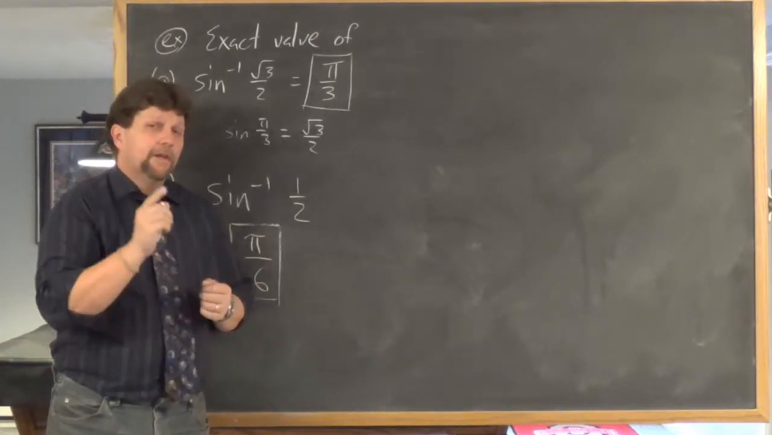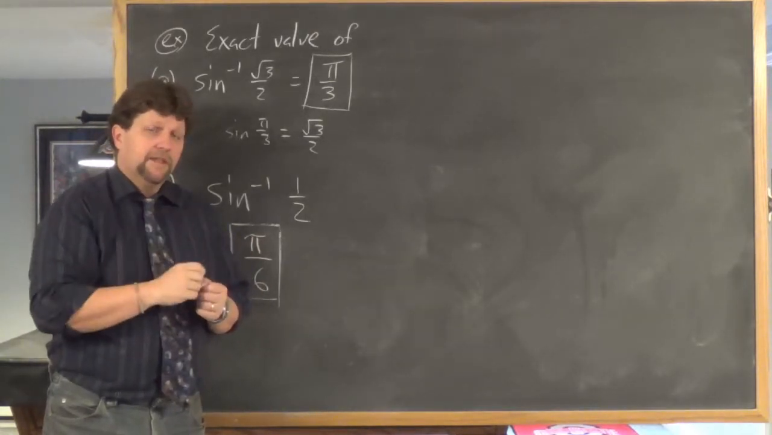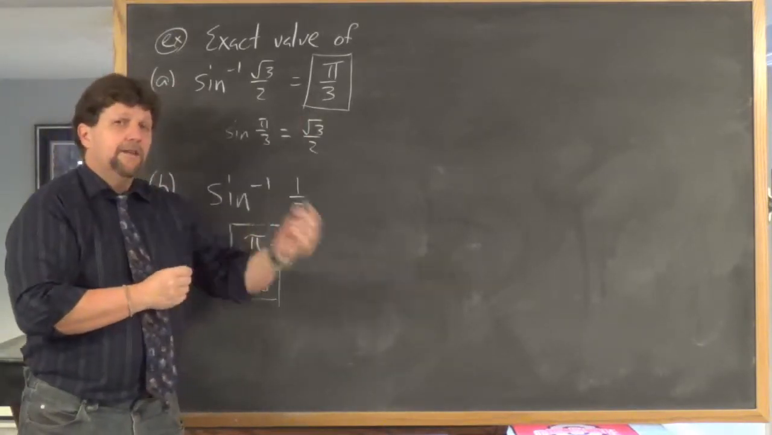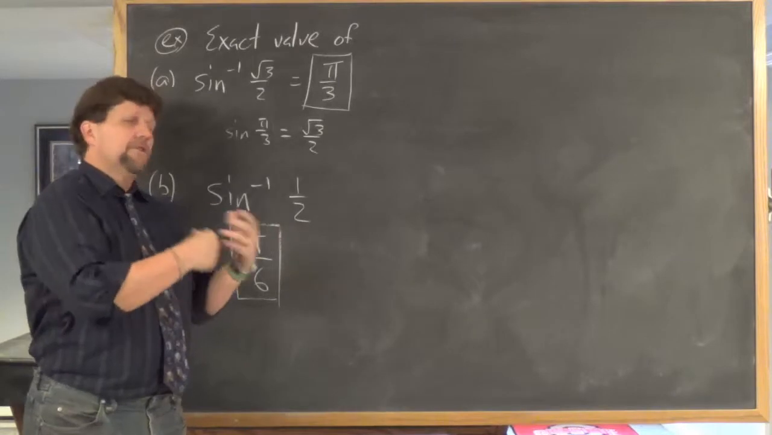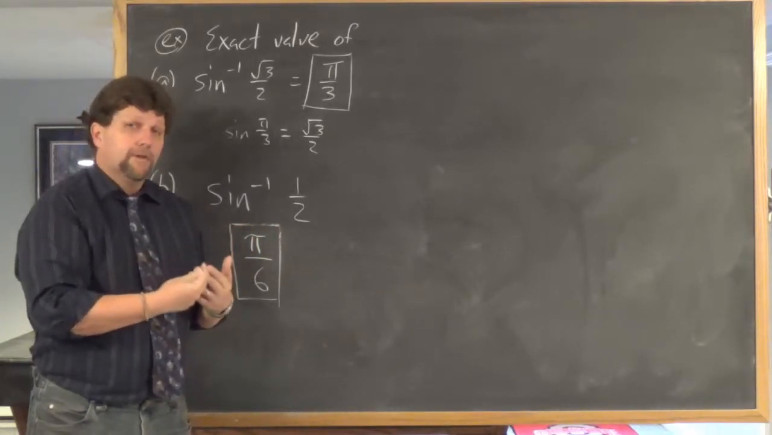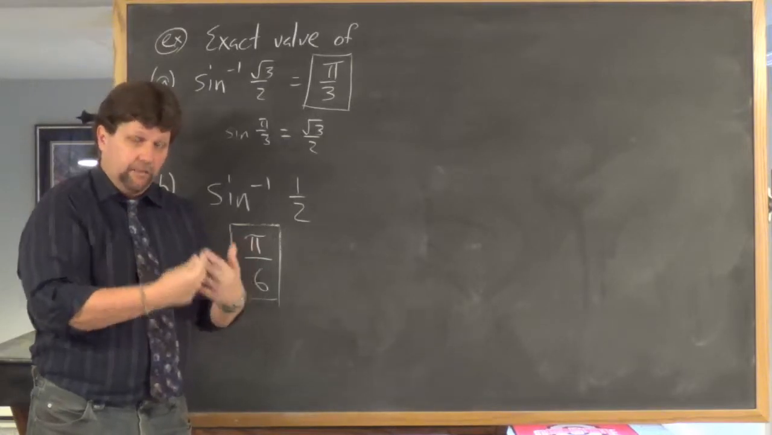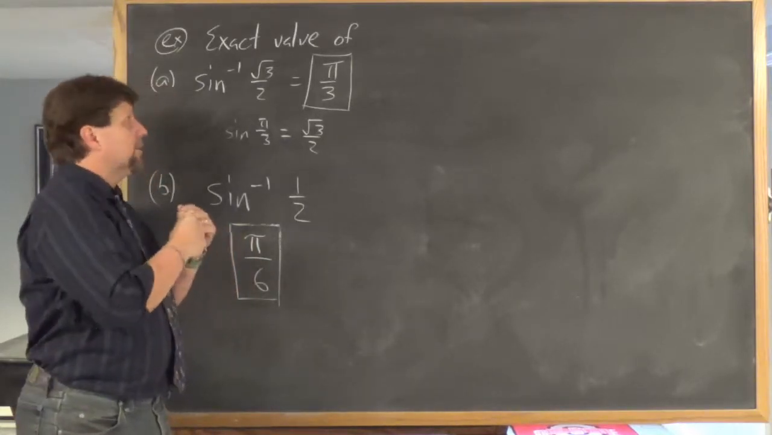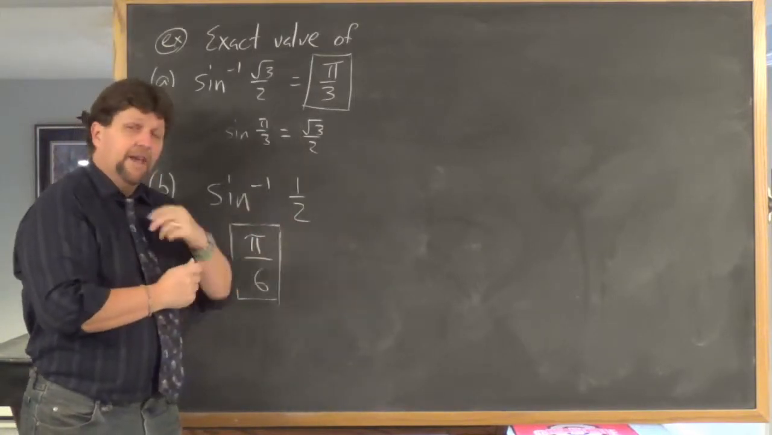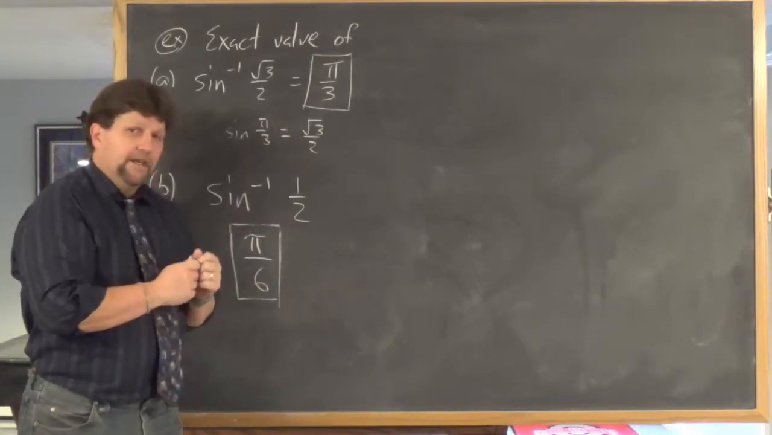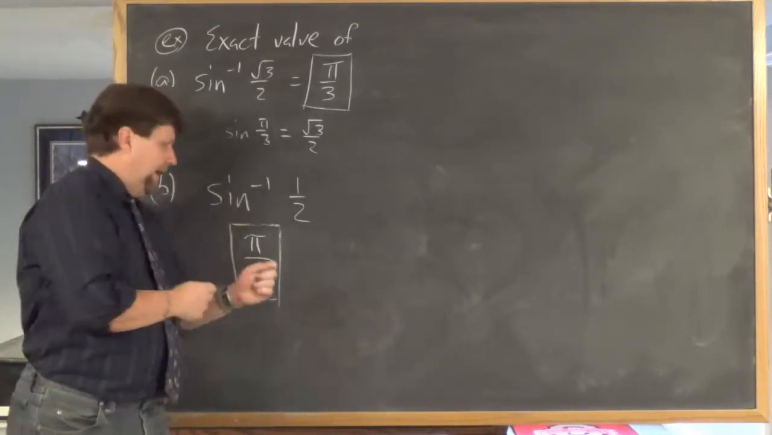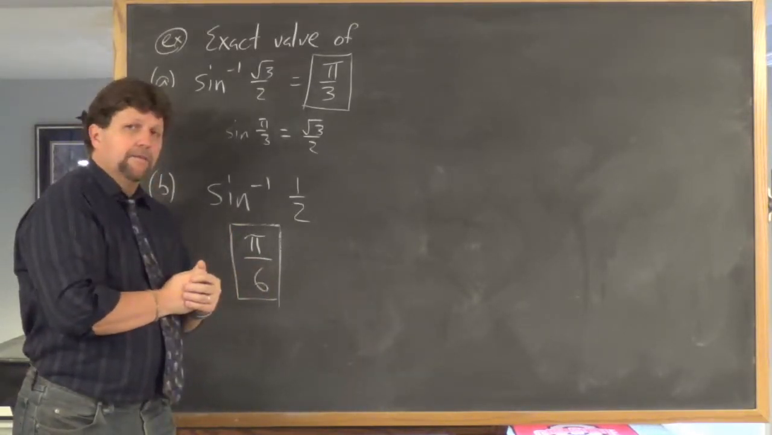Quick note before we look at the next part of this example. Your answers here have to be in radians. Look at the definition. The definition tells you the stuff is in radians. We're talking about real numbers here. Radians are real numbers. So if you were to tell me the exact value of inverse sine of 1/2 is 30 degrees, technically that is wrong. It has to be in radians.